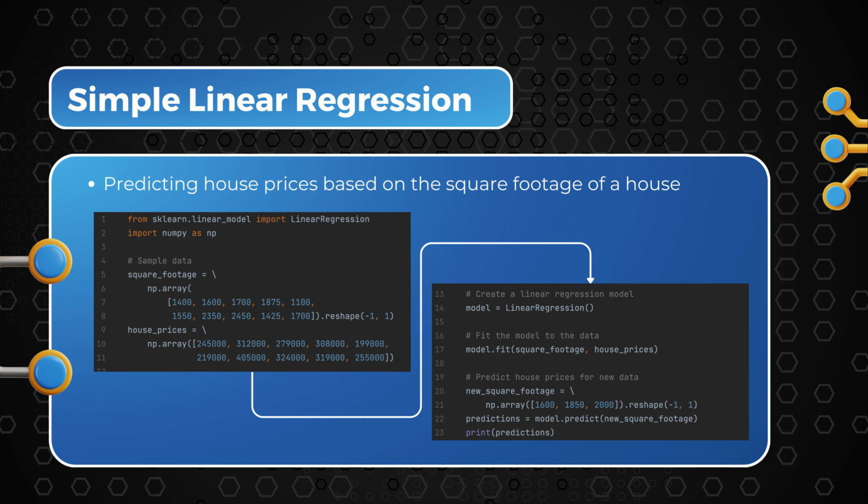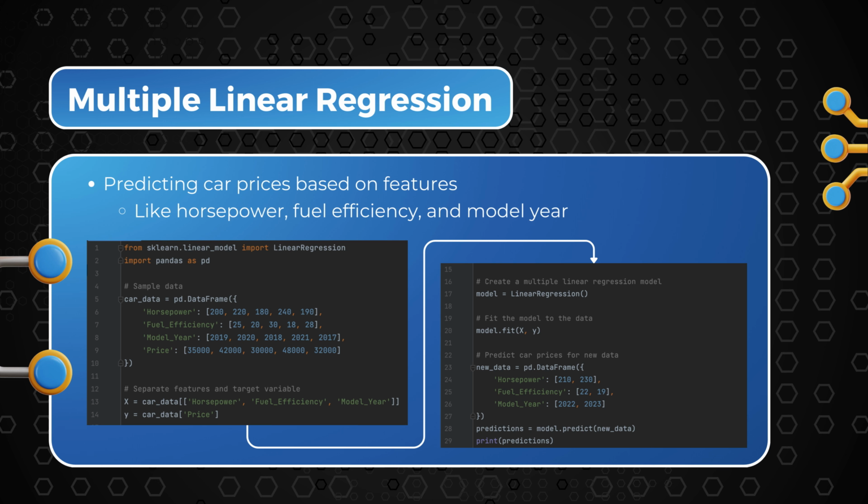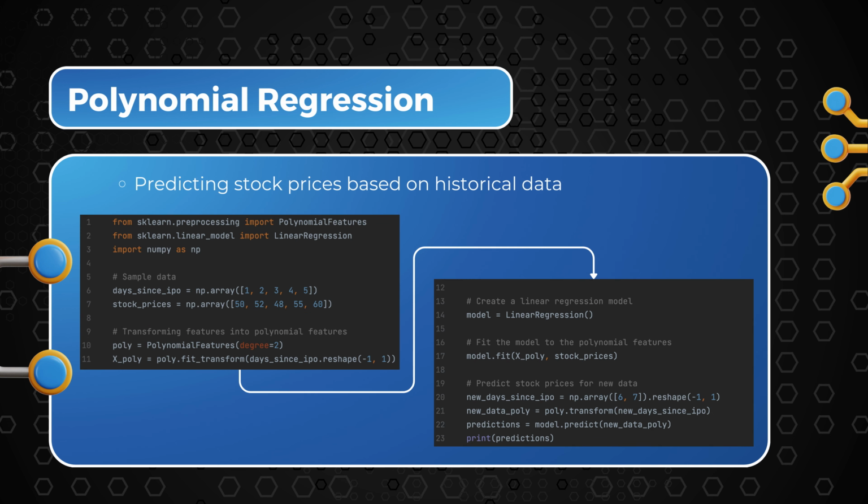This is the code for predicting house prices based on the square footage of a house. An example of multiple linear regression can be predicting car prices. This code shows how to predict car prices based on features like horsepower, fuel efficiency, and model year. The polynomial regression can be used to predict the stock prices based on historical data. This is a code example for polynomial regression.